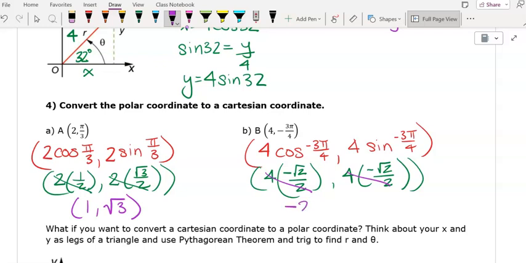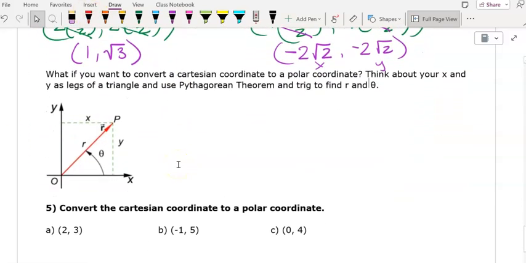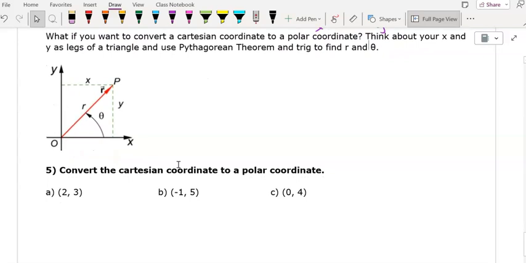So then I have negative 2 square root 2, negative 2 square root 2. I shouldn't say times, but that's my X, and this is my Y. Okay? Now, if I wanted to convert between Cartesian coordinates and polar coordinates, same kind of concept right here. That means instead I know my X and my Y, I need to find my R and my theta.